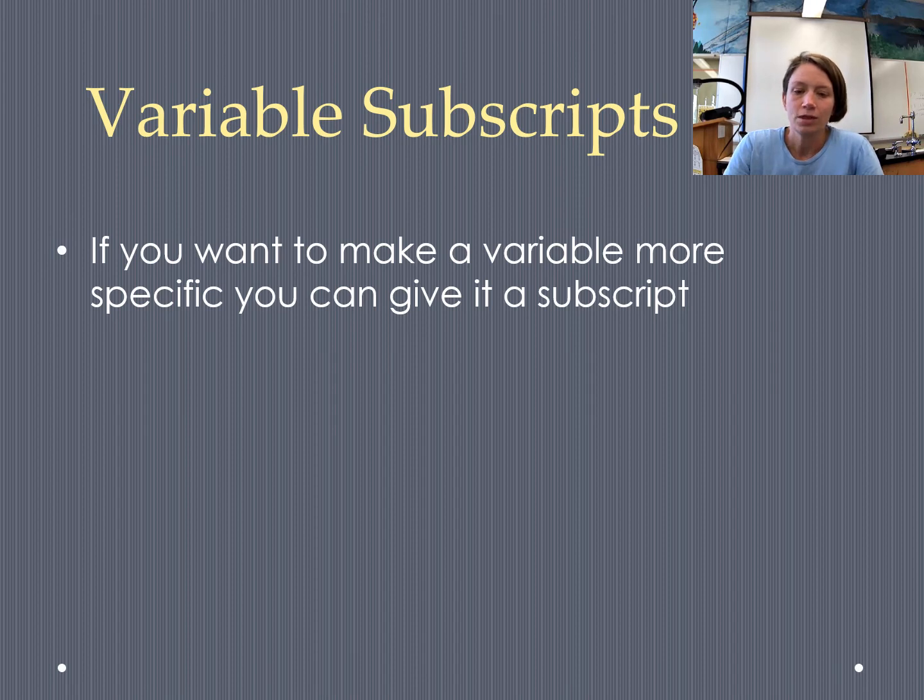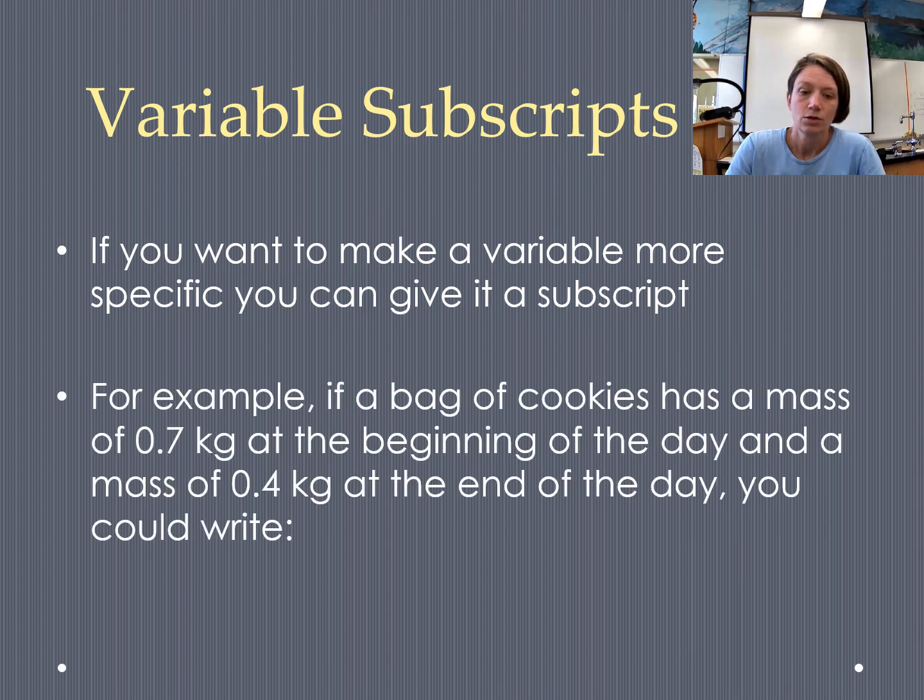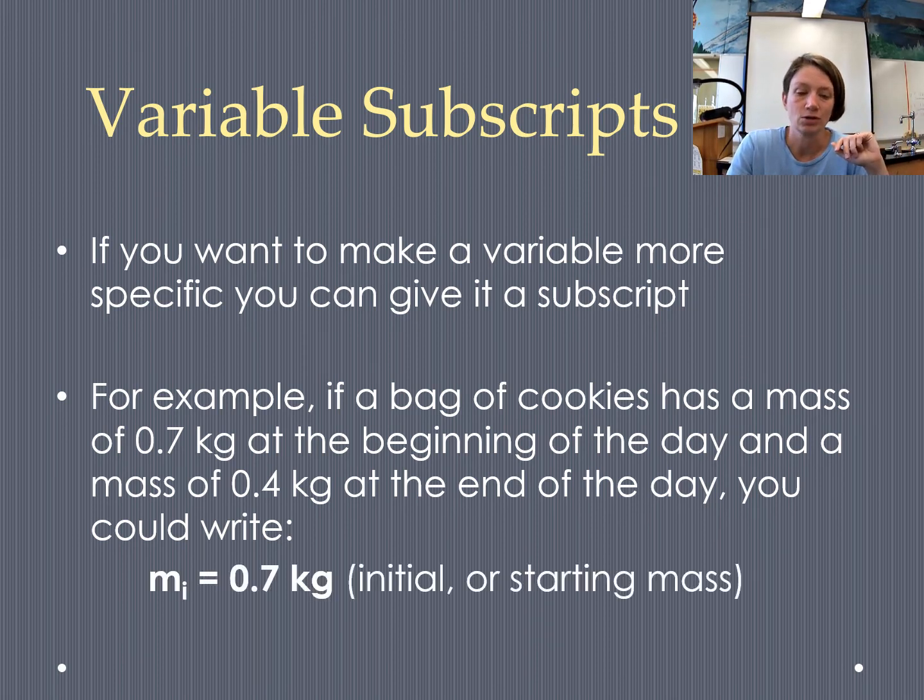So one thing that we do to variables a lot is we give them what's called a subscript. So if you have a variable but you want to be specific about it, you can write another little letter or number. So sub means below. This is like a little letter or number that is below the variable that tells me something specific about that variable. So for example, if you had a math or physics problem about a bag of cookies and it had a mass of 0.7 kilograms at the beginning of the day, and a mass of 0.4 kilograms at the end of the day, if you wanted to write down all the variables that are in that problem, the tricky thing is those are two mass variables, and so you don't want to just call it mass and mass, or you're going to be confused about what you're talking about.